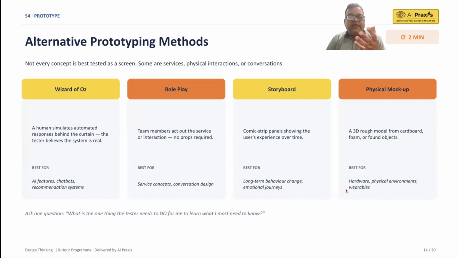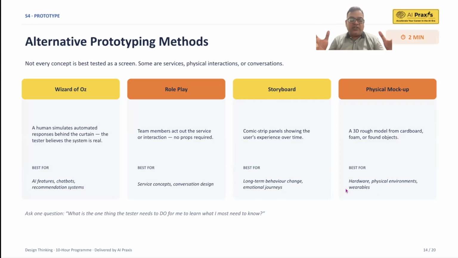Here, the user believes they're interacting with an AI or an automated system, but a human is actually responding behind the scenes. And it's an excellent way to test AI assistants, chatbots, or recommendation systems before writing a single line of code. The second one is the role play. Instead of designing screens, your team actually acts out the experience. This is ideal for testing services such as hospital check-ins, customer support, or classroom interactions.